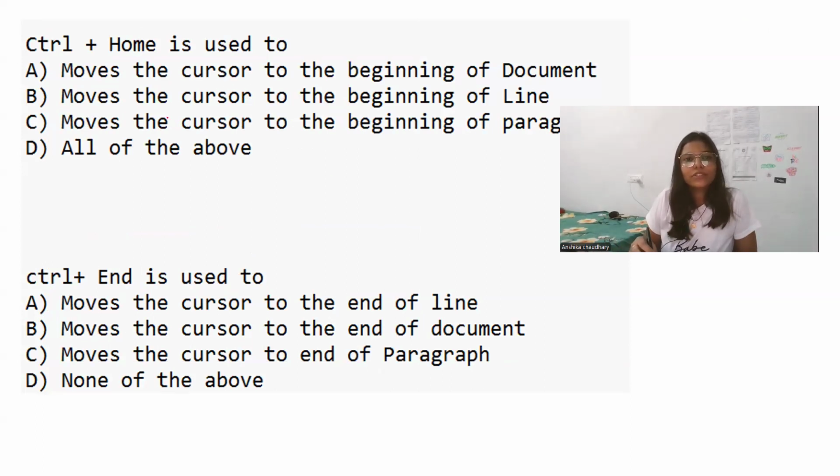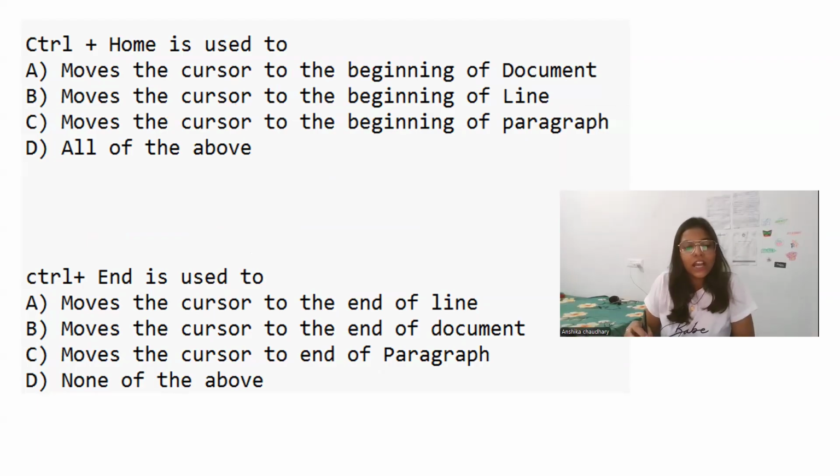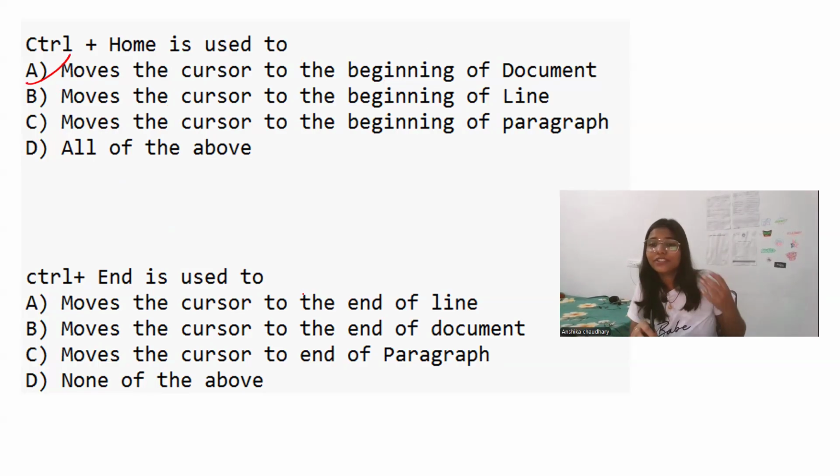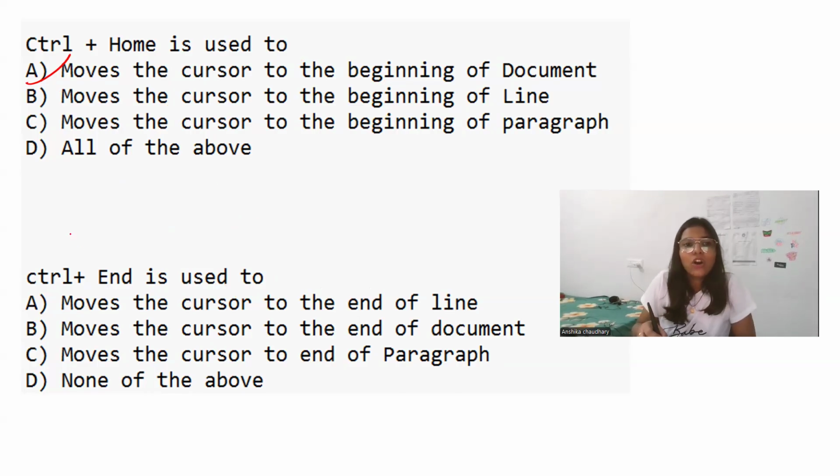Control plus home key is used to move the cursor to the beginning of the document, or move the cursor to the beginning of the line, or moves the cursor. See, whenever we press Control plus home, it will move the cursor to the beginning of the document. Doesn't matter where we are writing, at which line we are standing at this time, but if we press Control plus home, the cursor will come onto the beginning of the document, right? Let's move on to the next question.